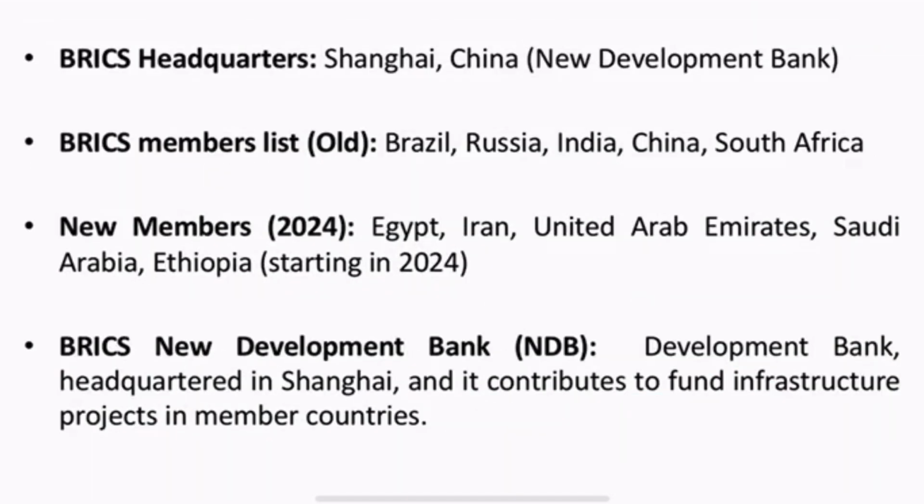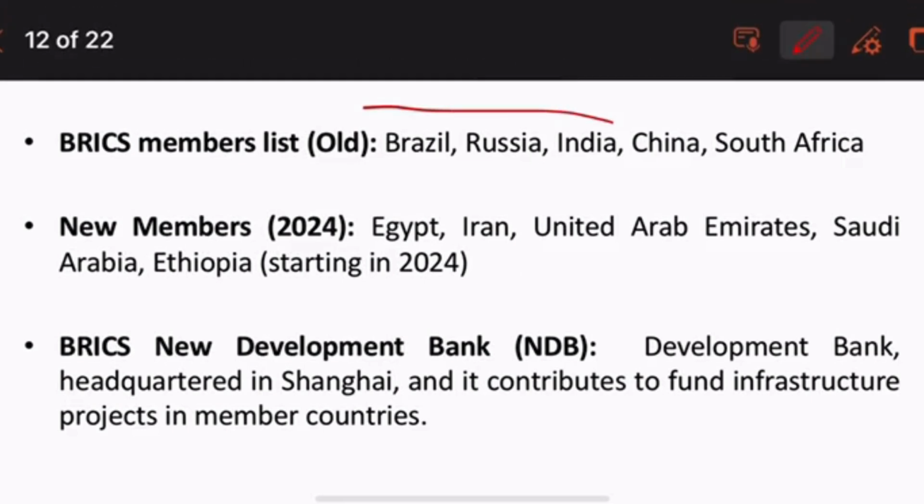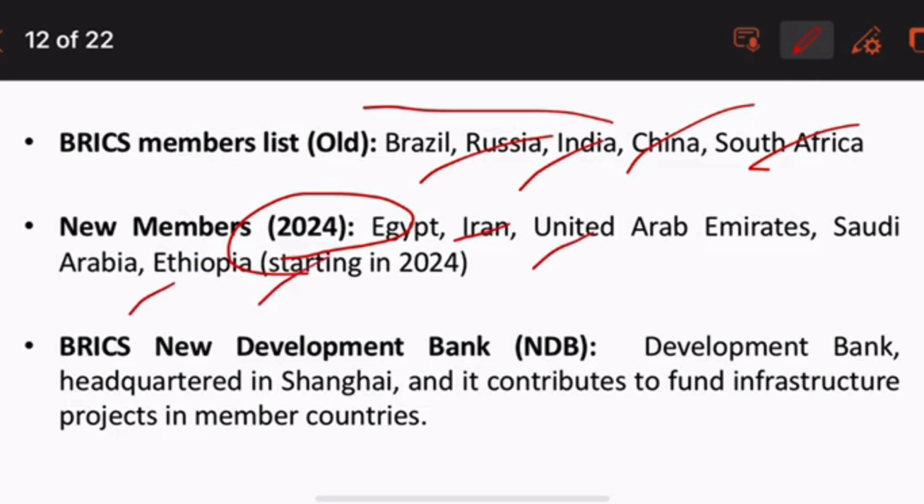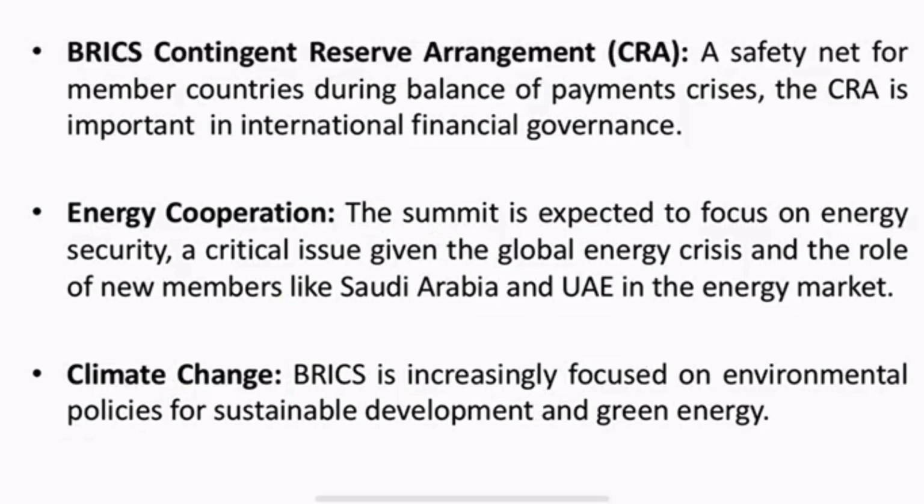BRICS headquarters is located in Shanghai, China. BRICS members are Brazil, Russia, India, China, South Africa. In 2024, new members have been added, that is Egypt, Iran, UAE, Saudi Arabia, Ethiopia. BRICS has its own bank called NDB, which is a development bank. Headquarters is located in Shanghai, and it contributes to the development of infrastructure for the member countries.